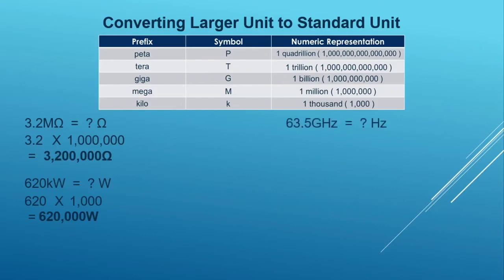Next, we have the third example. We have 63.5 gigahertz. So you're going to convert it into hertz. So we have the value of 63.5 and then multiply it by the numeric representation of giga, which is 1 billion. And then we will have the answer of 63 billion 500 million hertz.